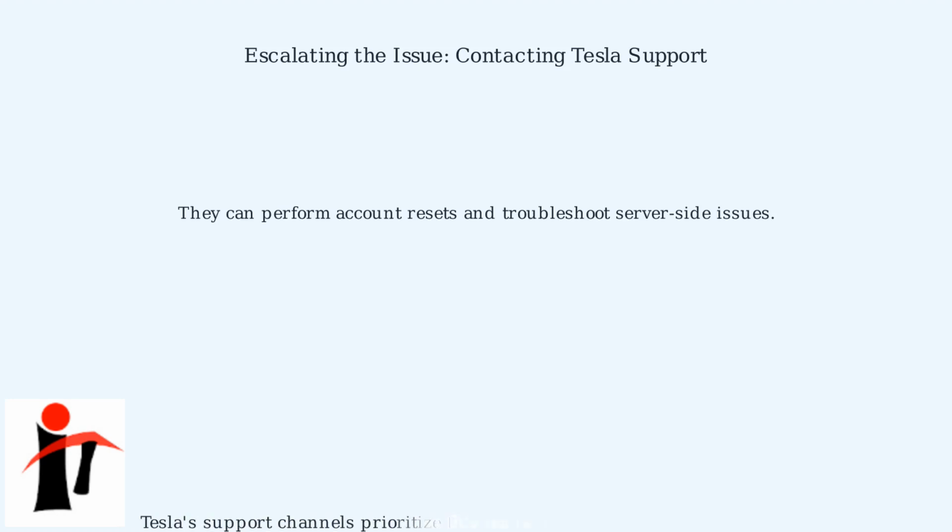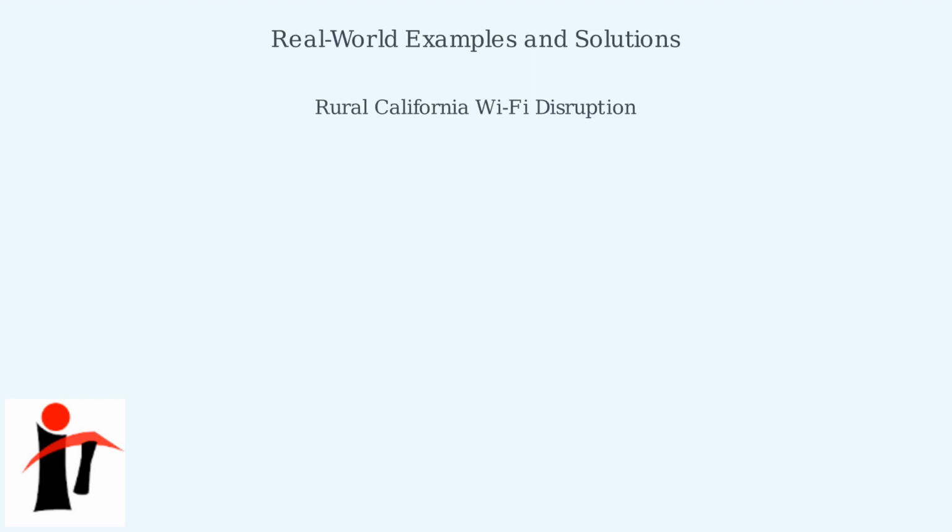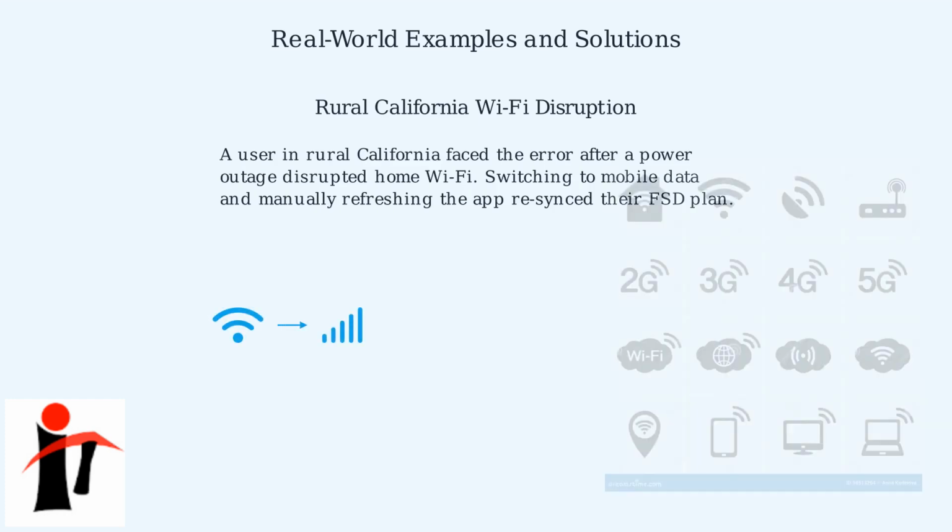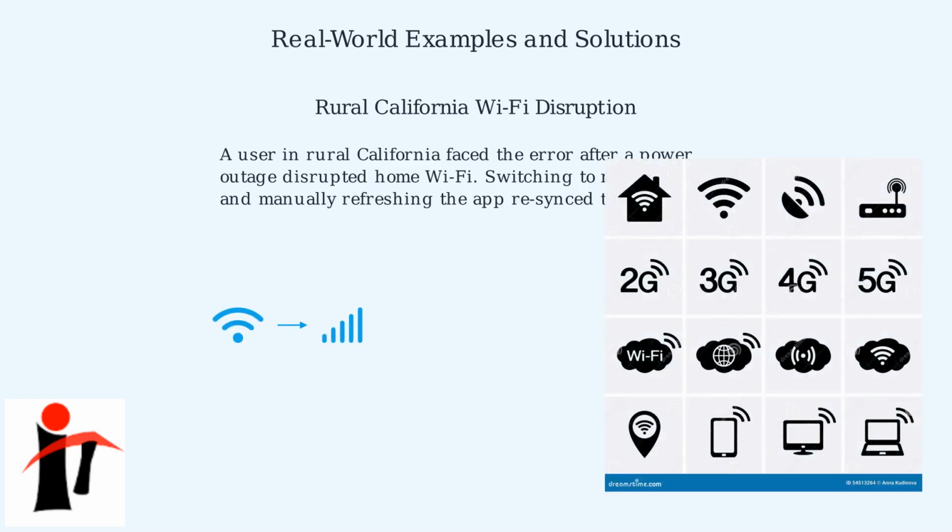Tesla's support channels now prioritize the failed to get a plan error, using automated diagnostics to quickly identify and resolve common issues. Most cases are addressed within 24 hours through their efficient support system. Real-world examples show users successfully resolving the failed to get a plan error through practical solutions. In rural California, a user experienced the error after a power outage disrupted their home Wi-Fi connection.